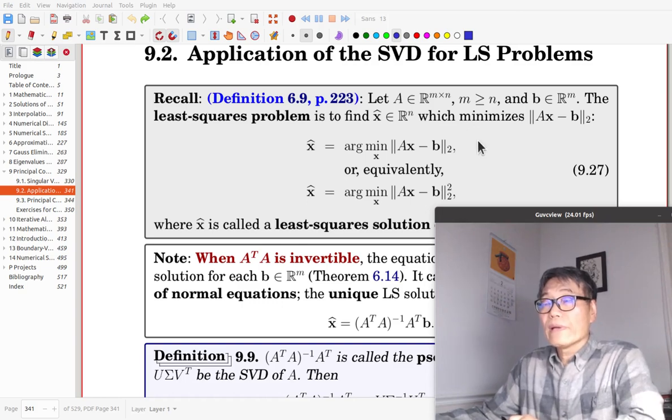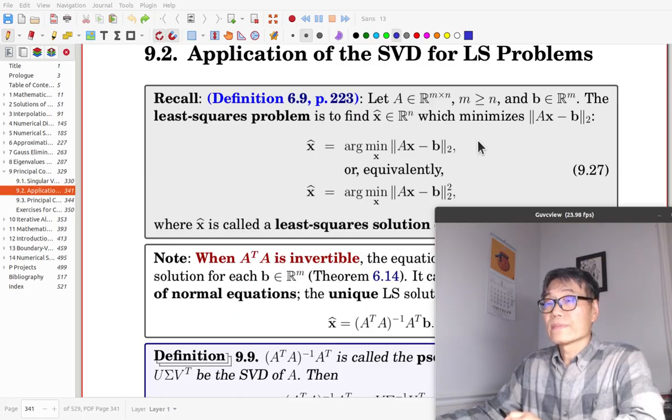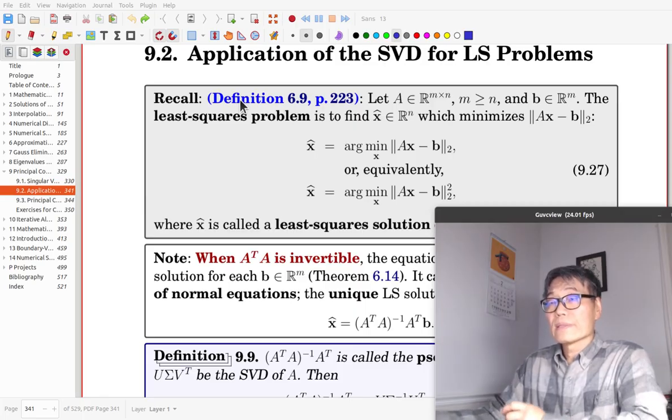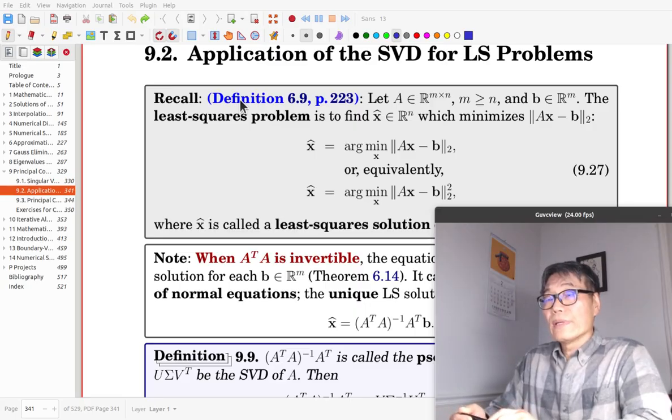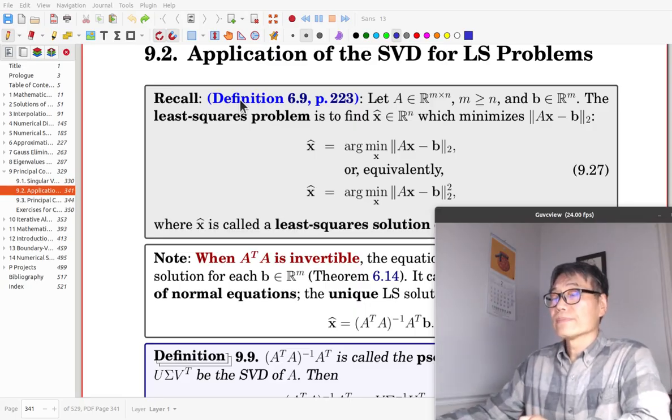The singular value decomposition is being widely used for various engineering problems. In this section, we'll apply it for least squares problems. Let's begin with a recall. That is a definition for the least squares problem.